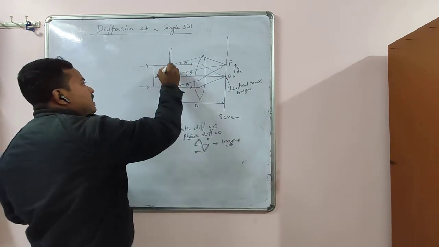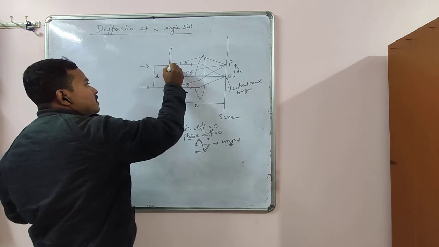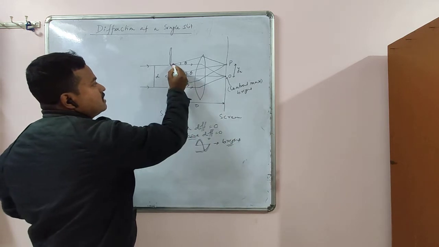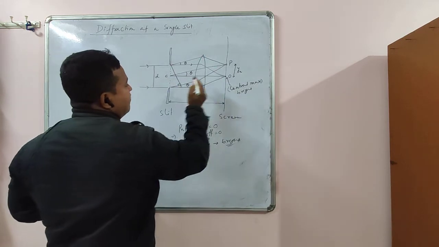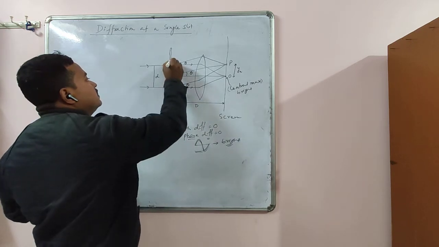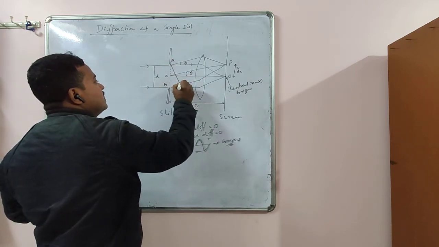So there exists a path difference. How can you find it? You draw a perpendicular there. So this path and this path have a difference, that is this much. Suppose this is the path difference x, and suppose this is A, B, N.